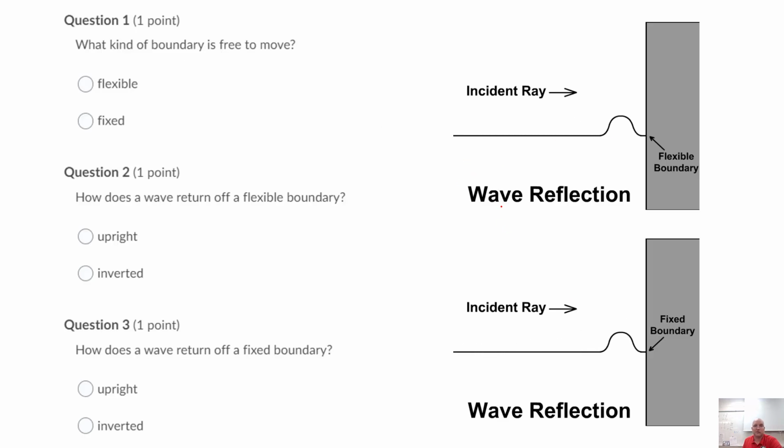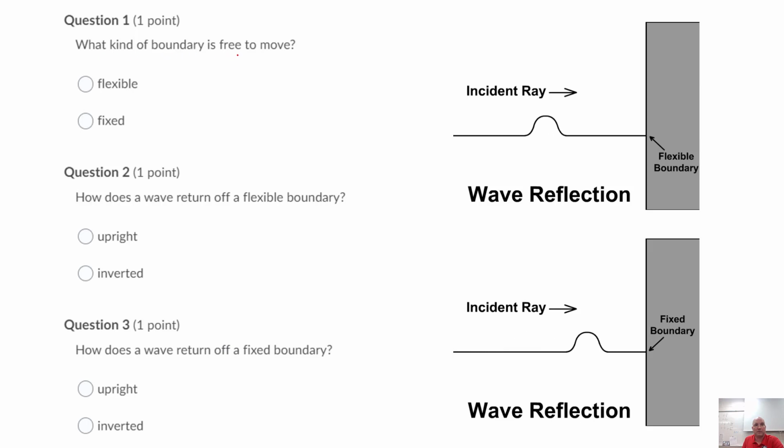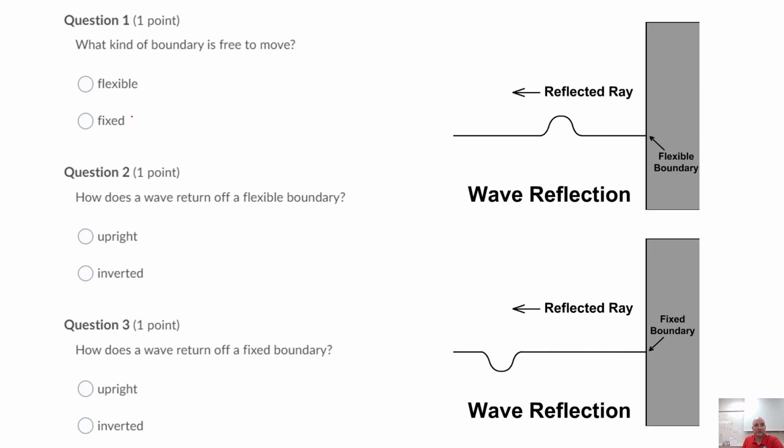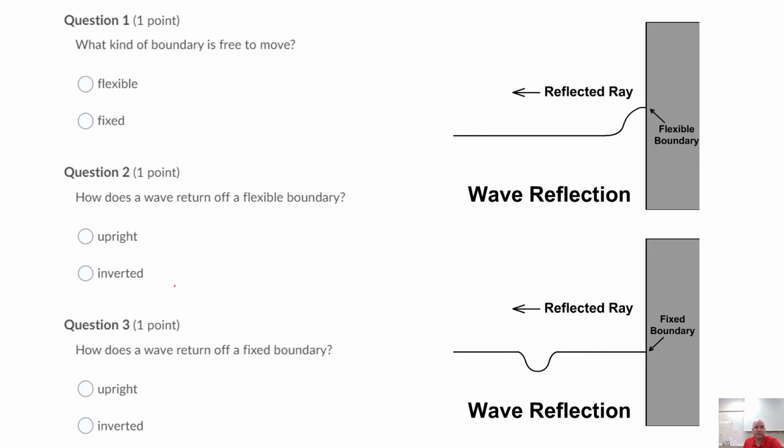So here are a couple questions. I'll give you a few moments to answer these. What kind of boundary is free to move, flexible or fixed? How does a wave return off of a flexible boundary, upright or inverted? And how does a wave return off a fixed boundary, upright or inverted? I'm going to keep on going, but you should pause the video as you get to these parts if you're watching the video. And I'm not going to give you the answers because the answers are in the pictures, the animations right here, but they're also in the previous information that we just covered.